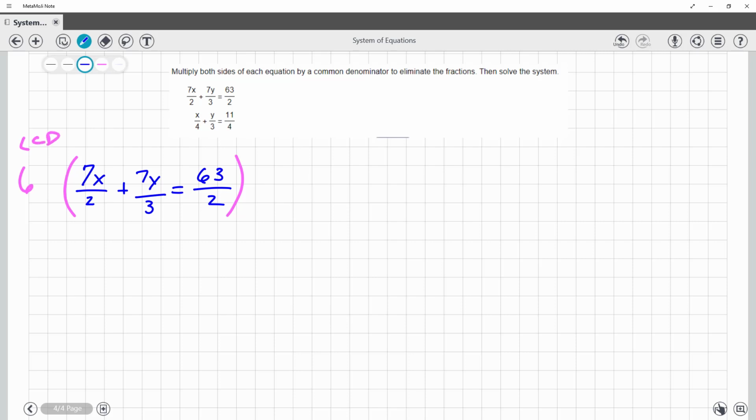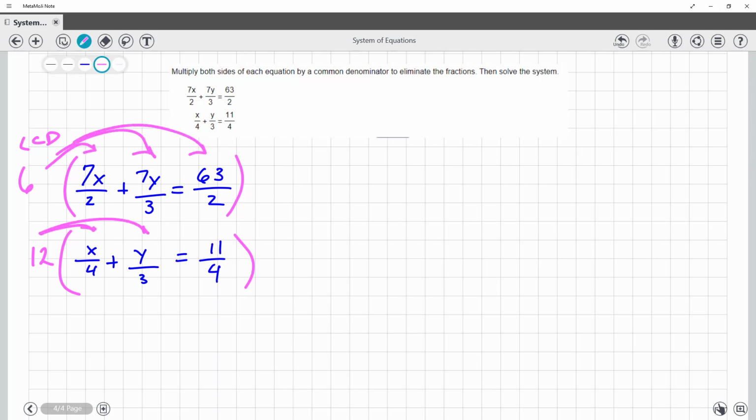And I would do the same thing for this one, x over 4 plus y over 3 equals 11 over 4. Looks like my least common denominator would be 12? And so I am going to multiply every single term by the least common denominator. Now you can kind of skip a step if you notice, for example, 2 goes into 6 3 times. 3 times 7x is 21x. If you don't like that, then multiply 6 times 7, which is 42. Divided by 2, you get the 21.